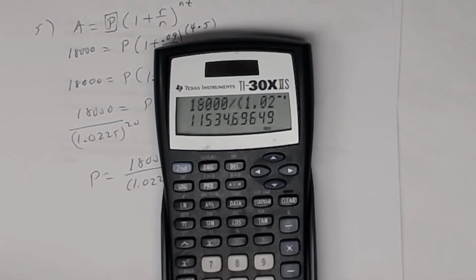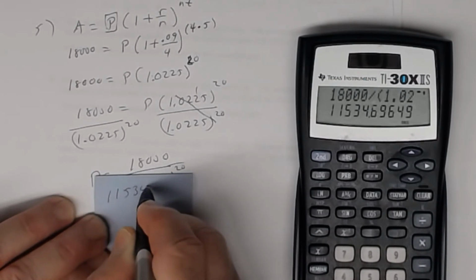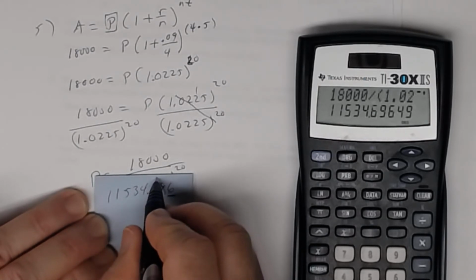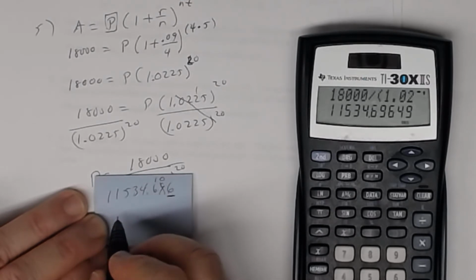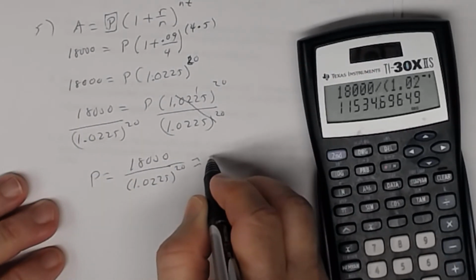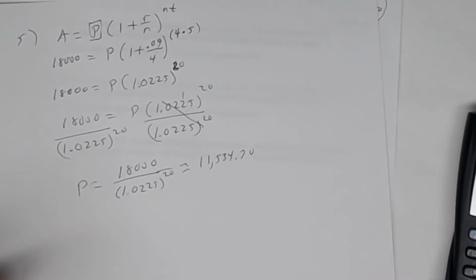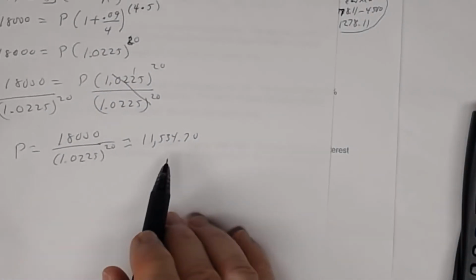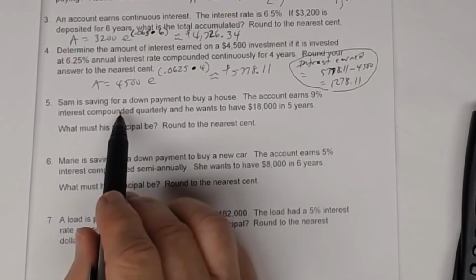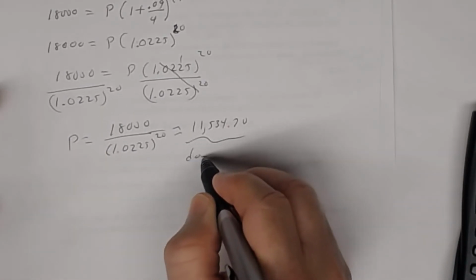Let me go ahead and remind you how to deal with that. So you have 11534.696. Since this is 5 or bigger, the 9 becomes a 10, right? So this is really 70. So you get 11534.70. So this is approximately equal to $11,534.70. That is the principal to the nearest cent that you would have to pay initially. So that would be your original down payment. Your down payment would have to be this amount.